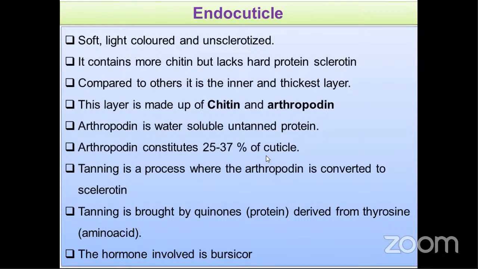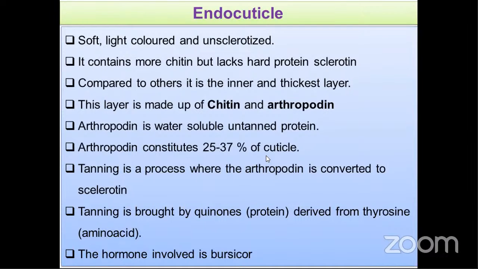Compared to the other, it is the inner and also the thickest layer. It is made up of chitin and arthropodin, but the exocuticle is chitin and sclerotin. Arthropodin is water soluble because it is an untanned protein. Arthropodin constitutes 25 to 37% of the cuticle. If you consider the cuticle as 100%, then arthropodin constitutes 25 to 37% of it. Tanning is the process where arthropodin is converted into sclerotin.